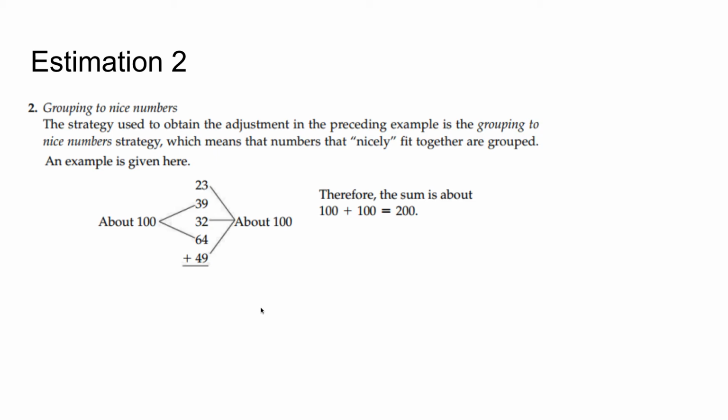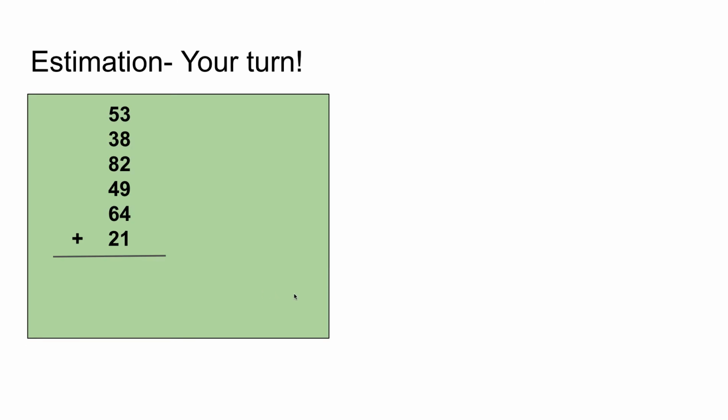Second estimation strategy is grouping to nice numbers. We love nice numbers, easy numbers. So we can see that 23, 32 is about 50, and that's about 50. So together, all three of these together is about 100. And I see 39 is close to 40, that's close to 60, so about 100. So together it's about 200, right? That's a nice estimation.